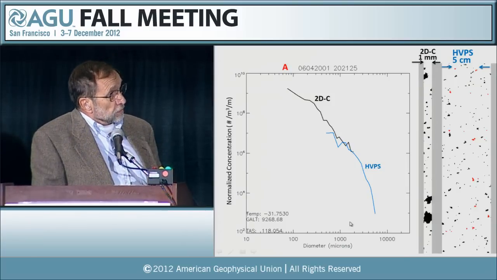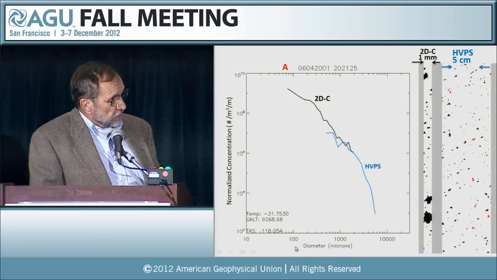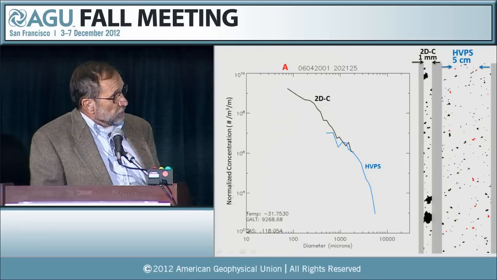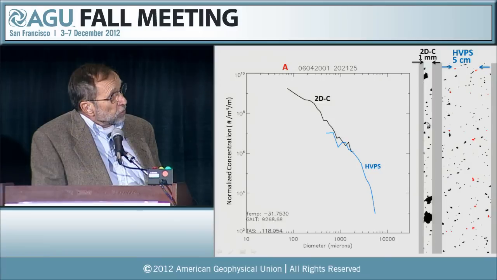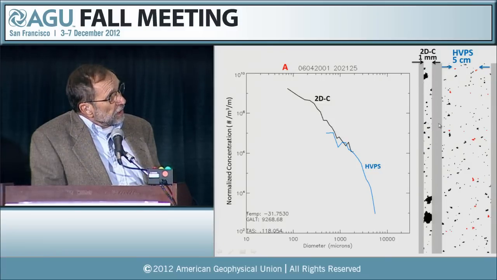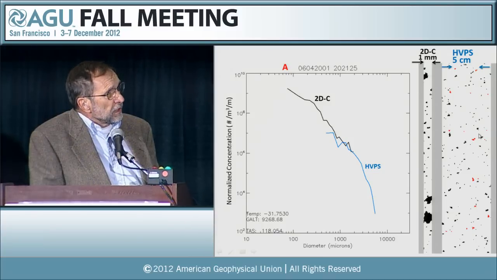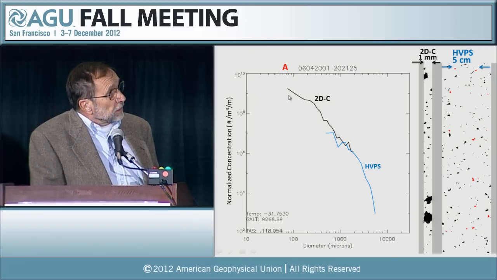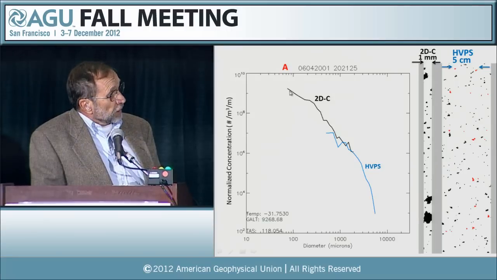So this is one of the size distributions from A, and this is diameter on a log scale from 100 microns up to 1 centimeter. And this is normalized concentration over many orders of magnitude. On the right, we have images from the 2D probe. This is a scale of 1 millimeter, and from the high volume particle sampler, a scale of 5 centimeters. So you see that the large particles are aggregates, and small particles are perhaps frozen droplets or irregular particles.